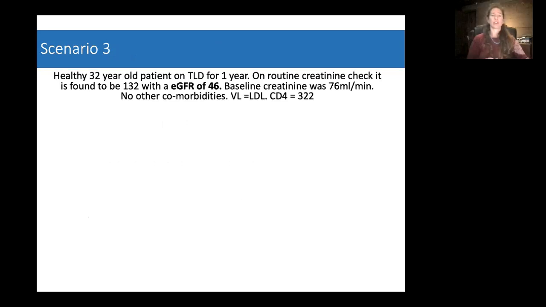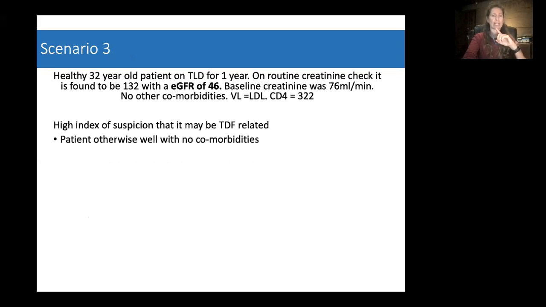And then my third scenario, which is now the healthy patient, who has been on TLD for a year. You do your routine creatinine check at a year like you're supposed to, and now you find the creatinine is 132, the GFR is 46, and he had a baseline creatinine of 76. That's much more than a 15% increase. He has no other comorbidities, he's a healthy young guy, viral load is fine, CD4 is fine, and now we're getting a bit nervous: could this be tenofovir related?